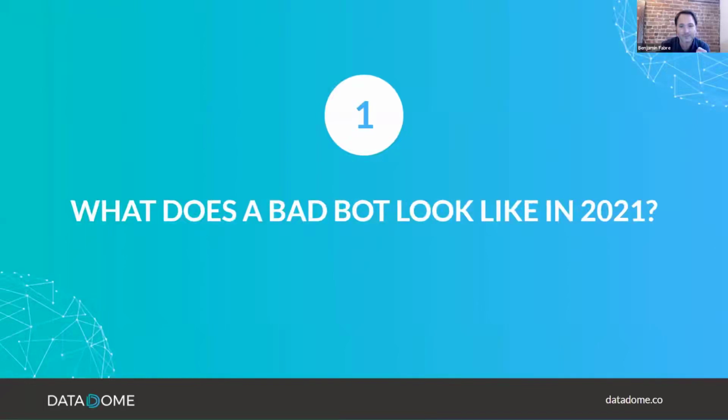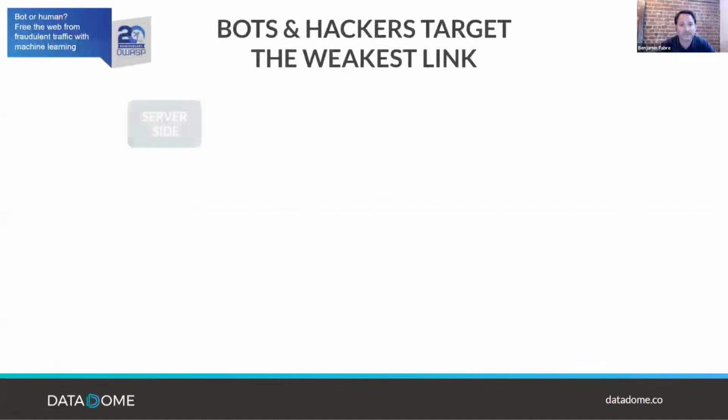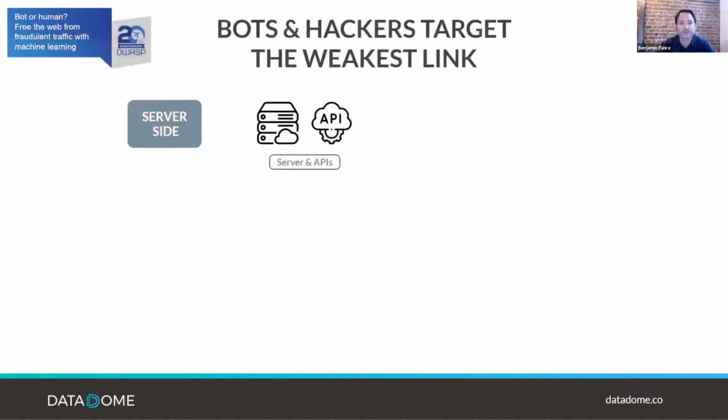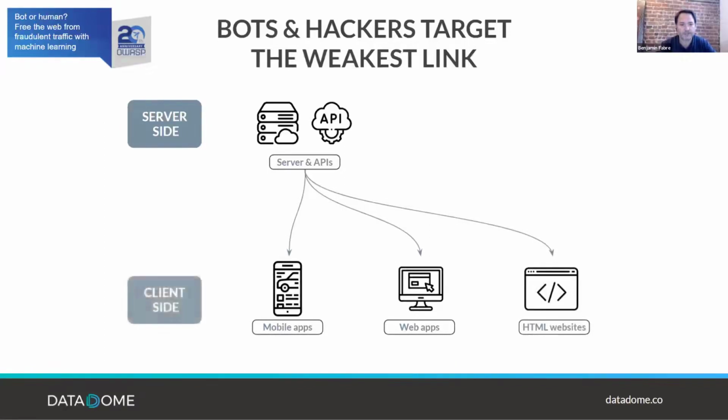So what does a bad bot look like in 2021? So we are facing many different challenges. First, the bots are targeting every single endpoint. So let's take an example of a standard application today. So we have servers and APIs available publicly. And then we have the consumer on the client side, like a mobile application, a web application, or an HTML website. So that's what we are calling the client side.